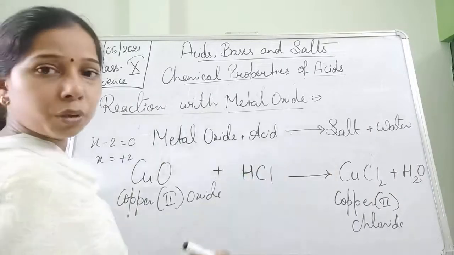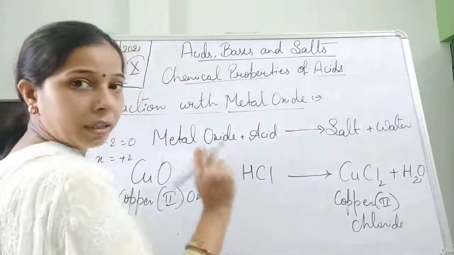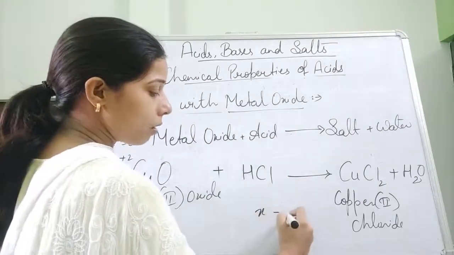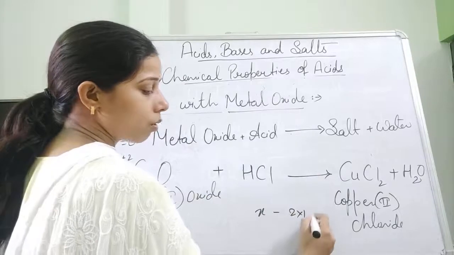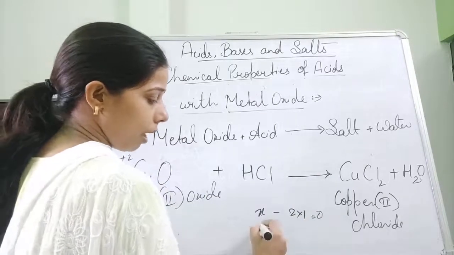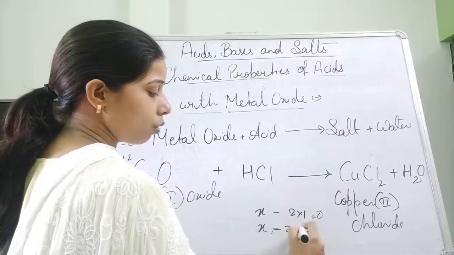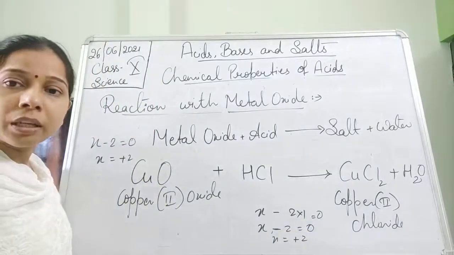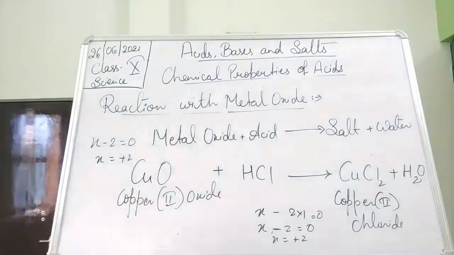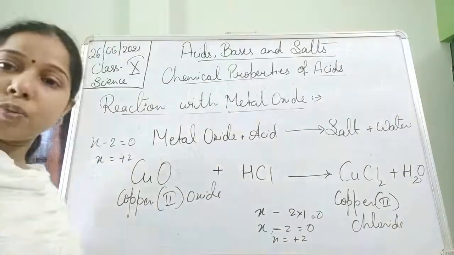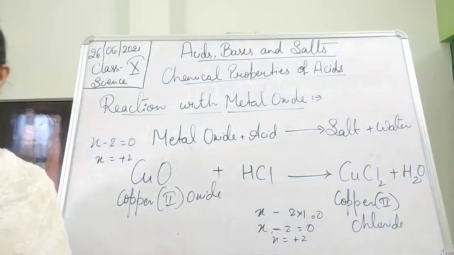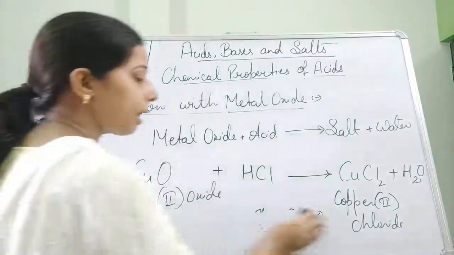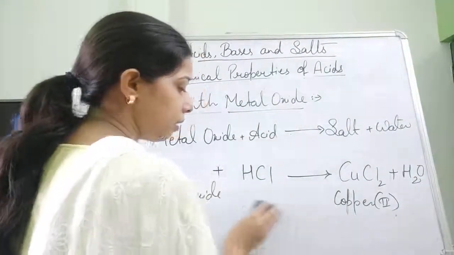The same thing with the chlorine also. You know that the chlorine charge is -1, but there are 2 chlorines there. So it will become X minus 2 into 1 is equal to 0, and X minus 2 is equal to 0. So X will be equal to +2. So here the charge present on the copper will be +2. So what is the thing that we have to understand here? That it is chloride.